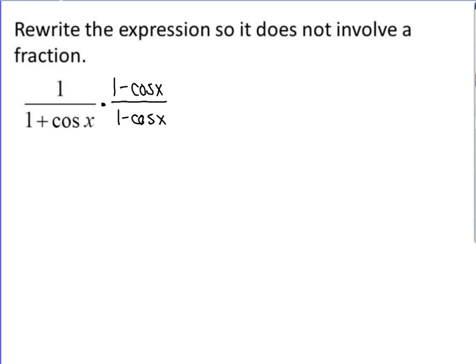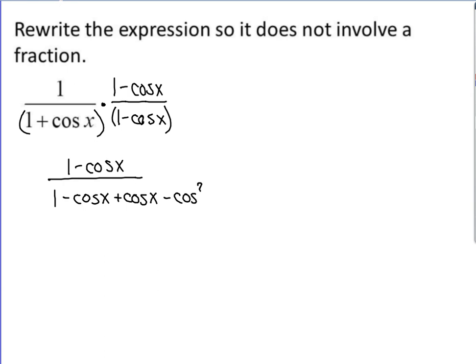So on the top, when we multiply, 1 times 1 minus cosine is just 1 minus cosine of x. On the bottom, we do have two binomials, so we are going to have to FOIL. 1 times 1 gives us 1. Outside is going to give us negative cosine of x. Inside will give us positive cosine of x. And then negative cosine squared of x. When we simplify that, this is just going to give us 1 minus the cosine squared of x.